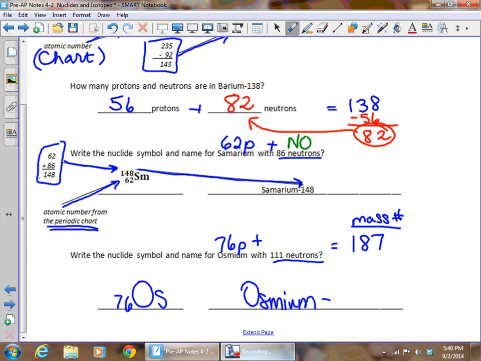So where does that 187 go? It goes at the top of the nuclide symbol and at the end of the nuclide name. So that's the nuclide symbol and name for osmium with 111 neutrons.